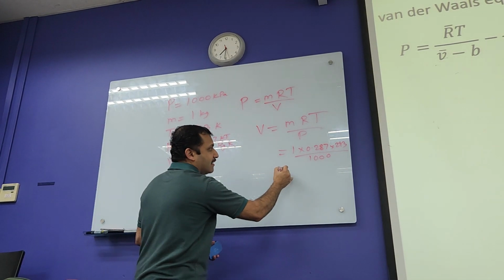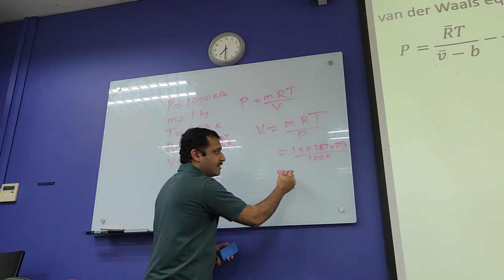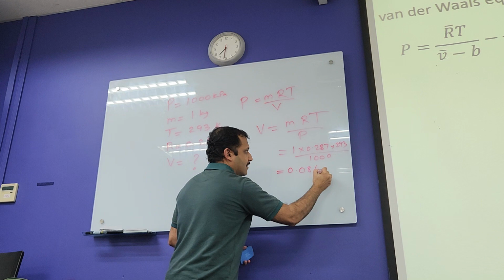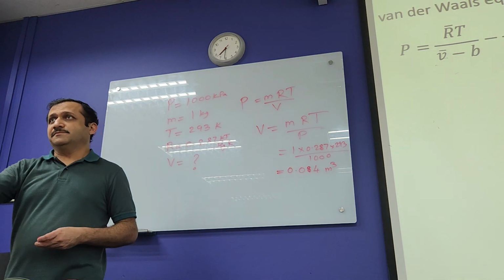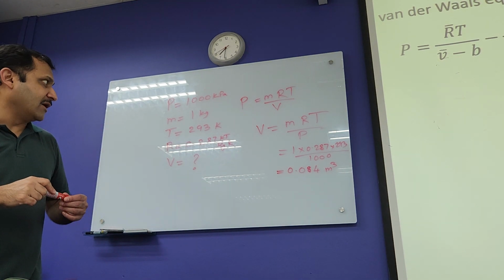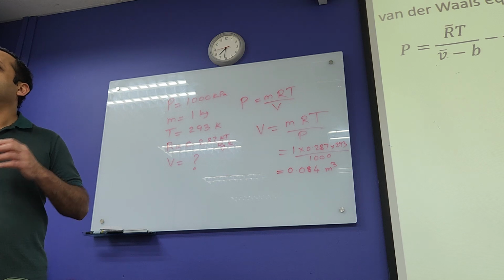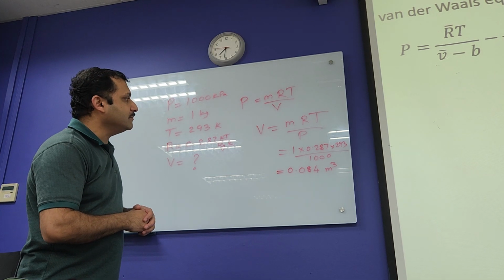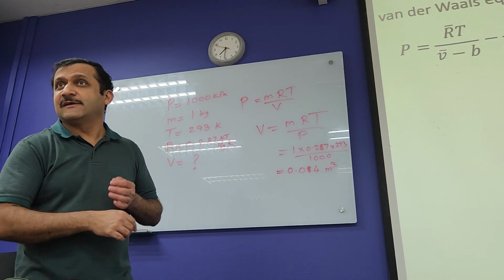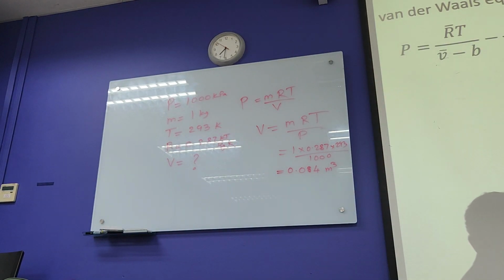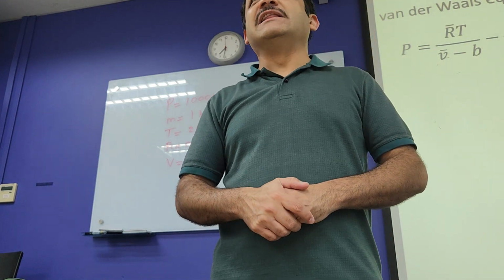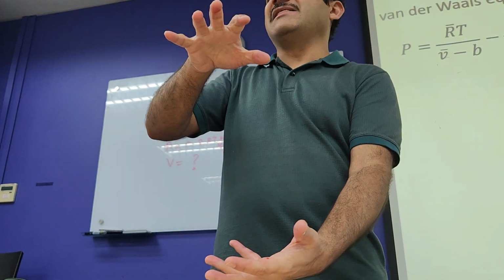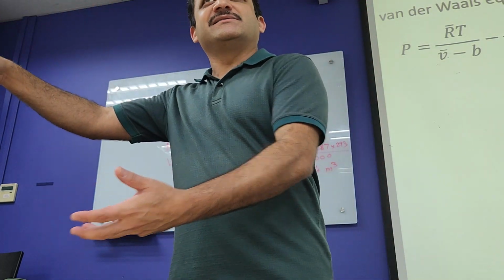Yeah, how much is that? 0.084. 0.084 cubic meters, right? So about 0.8 of a liter. Oh no, sorry, 84 liters. About 84 liters of volume. So can you visualize what's 84 liters of volume? What's 10 liter volume? A 10 liter bucket. Have you seen a 10 liter bucket? So can you imagine 8 buckets?